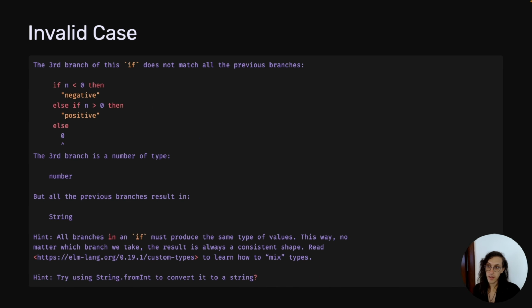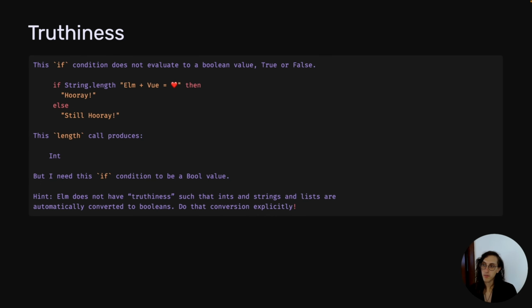Another case is the invalid case. If you have an if statement and you're returning a value in a function, that's the only kind of value that can be returned from a function. So if the start of our if statement returns a string and the middle returns a string and the third value returns a number, that's not valid. The third branch is a number of type number, but all the previous branches result in string. And then it tells us that all branches in an if must produce the same type of values, and then gives us guides on how we can write custom types that can incorporate different types of data if we really need to do that.